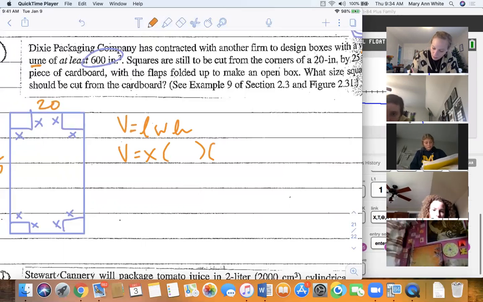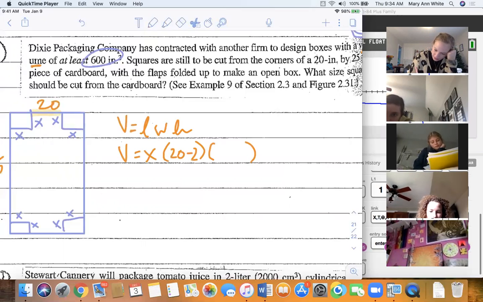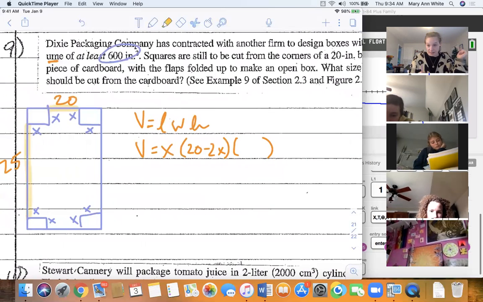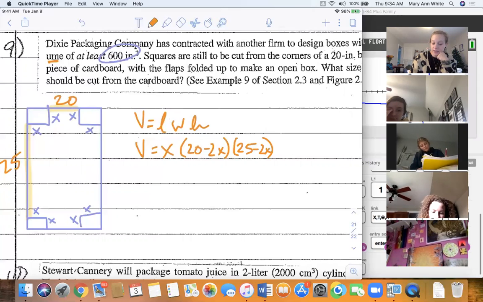And then my length and my width come from what was cut out of. So if one side was 20 and I cut an x off of both sides, I'm left with 20 minus 2x. And then if my other side was 25, and again, I cut an x off of each side, I'm left with 25 minus 2x. Is there some bells? Remember this? Okay, good.